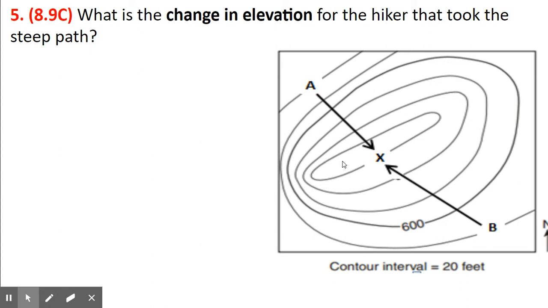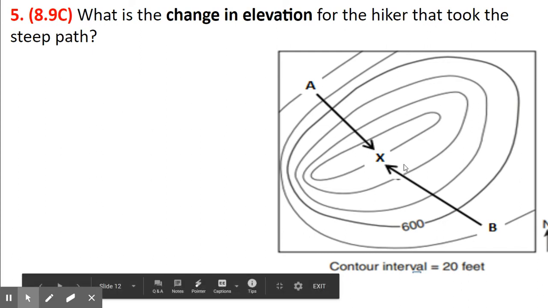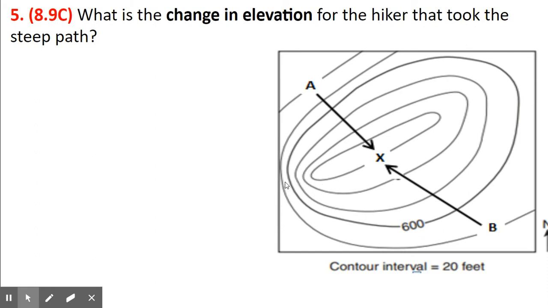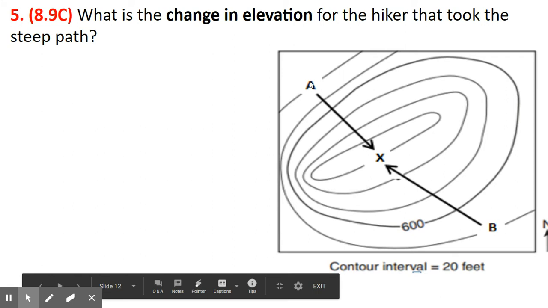So first you have to know which hiker took the steeper path. And if we look here, these contour lines are far apart. So hiker B would have the gradual slope, and hiker A would have the steeper slope because these contour lines are closest together. Here these are very close, so this would be the steepest side, but our hiker is here. So we only want to look at hiker A because hiker A is at the steep side of the hill. So now let's understand what elevation hiker A is on and where hiker A has to go.